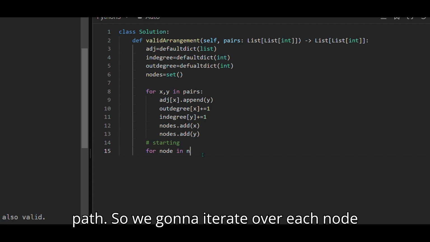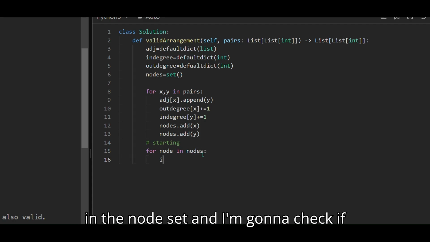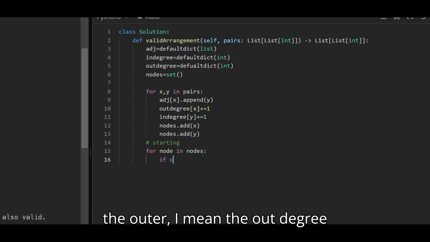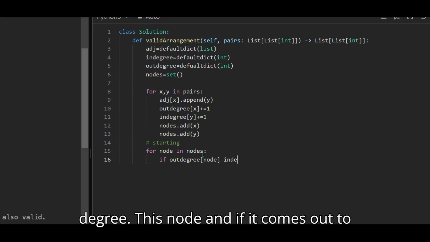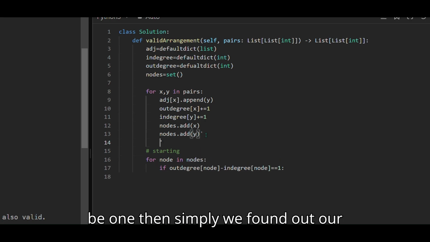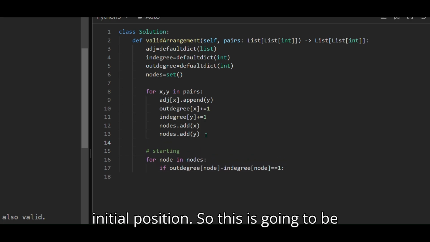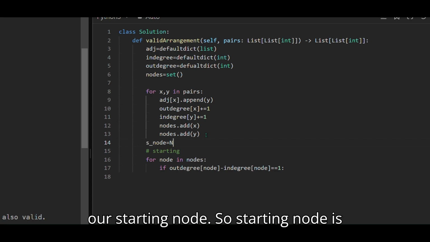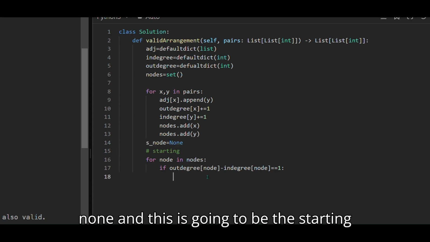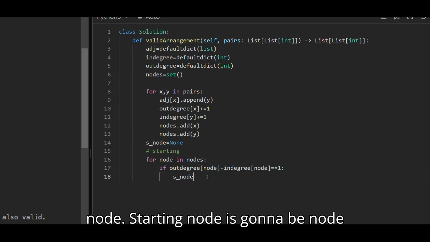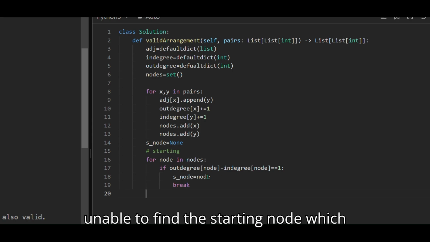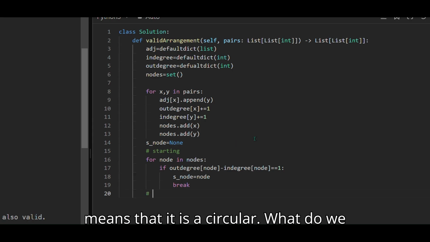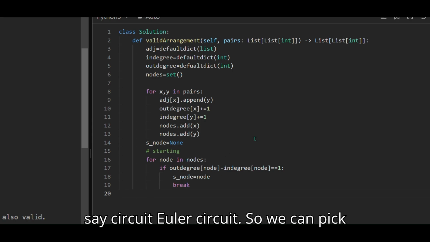So we're gonna iterate over each node in the node set, and I'm gonna check if the out degree of this node subtracted with the in degree of this node comes out to be 1, then simply we found our initial position. So this is going to be our starting node. Starting node is none, and this is going to be the starting node. We're gonna break out of the loop. If we are unable to find the starting node, which means that it is a circular, what do we say, Euler circuit.